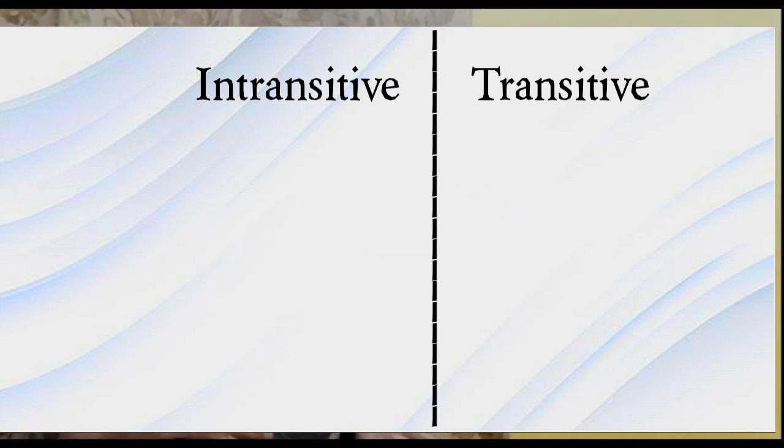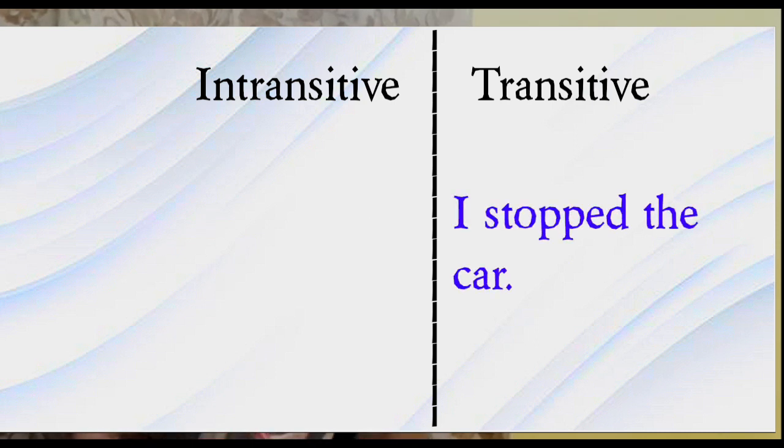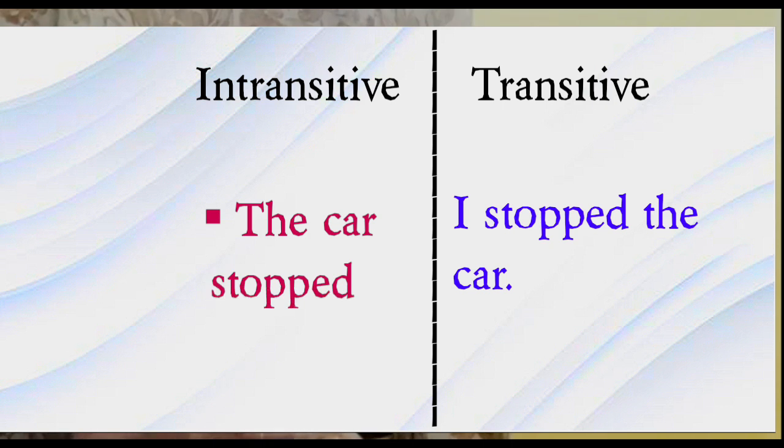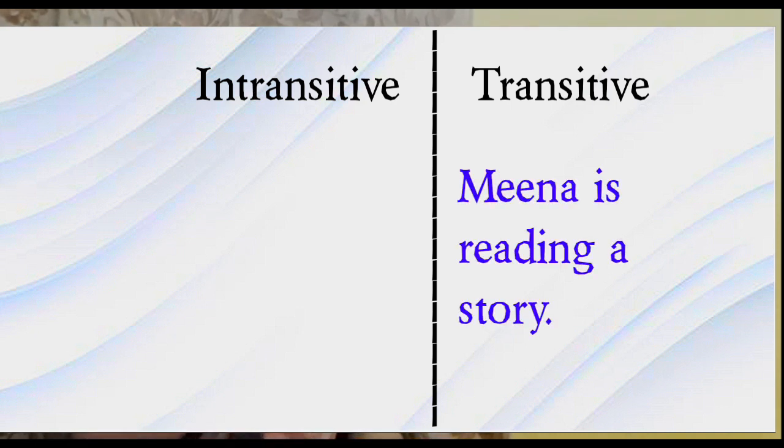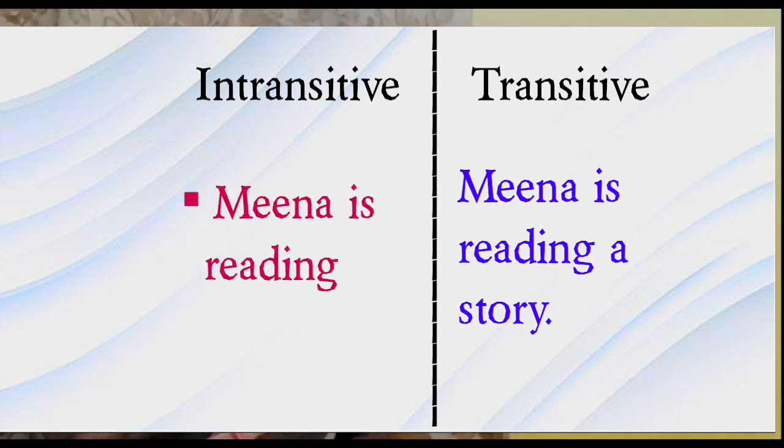If I say I stopped the car, see, this is a transitive verb. There is a subject, a verb, and also an object mentioned. But if I say the car stopped, is there any object mentioned? The car stopped. So the subject here is car and stopped is only a verb. So this is an intransitive verb. Like if I say Meena is reading a story, this is a transitive verb because I am mentioning the verb and object, and also there is a subject. But if I say Meena is reading, there is no object mentioned. This is an intransitive verb.